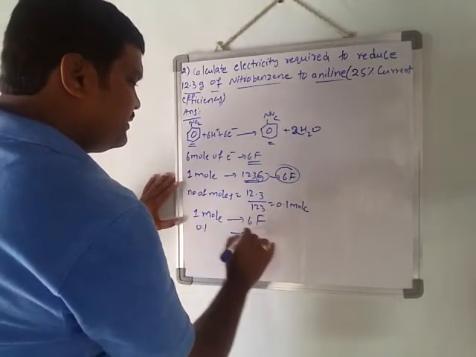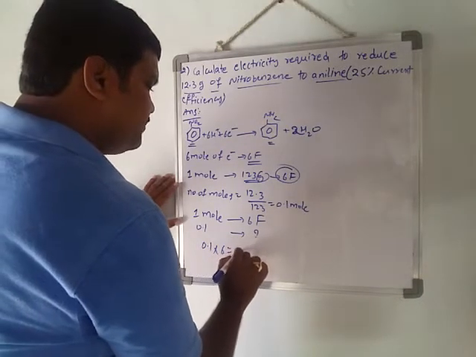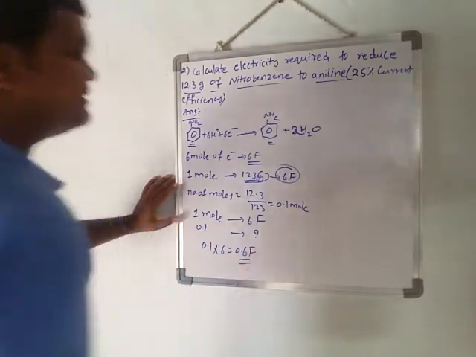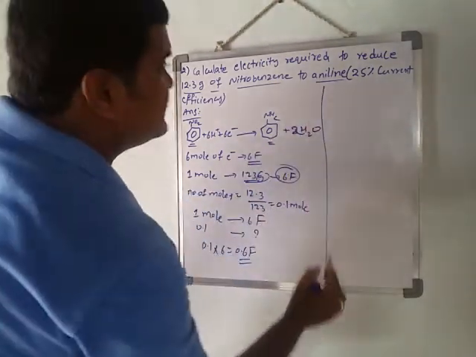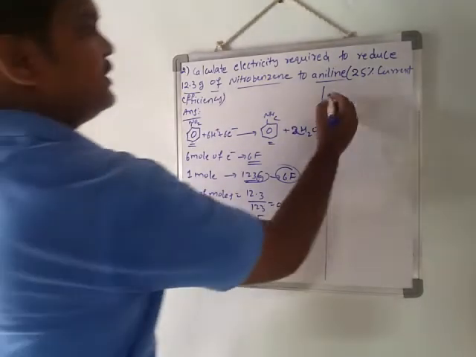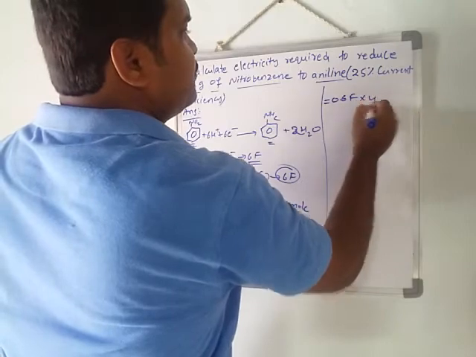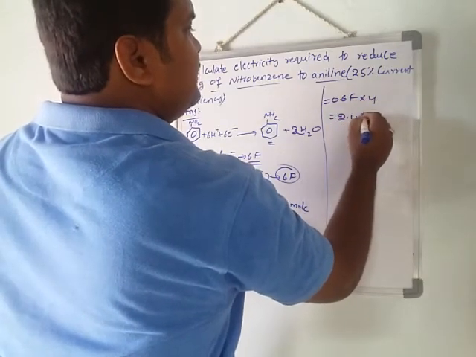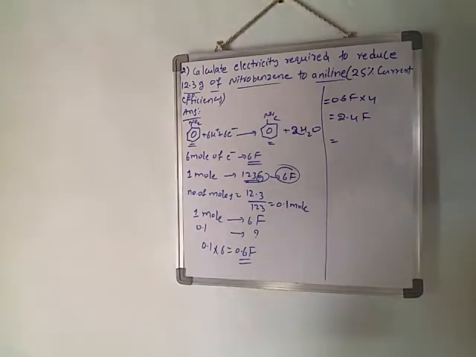Now 0.1 mole, how many Faradays? 0.1 into 6, that is 0.6 Faradays. Yes or no? Now what is it asking? 25% current efficiency. So 25% means 0.6 Faradays into 4, that is 2.4 Faradays. Is it clear?